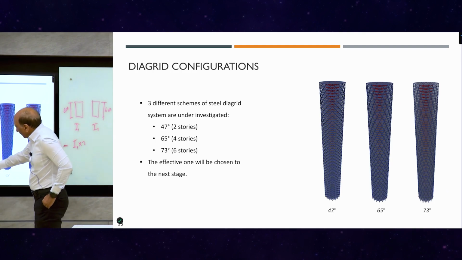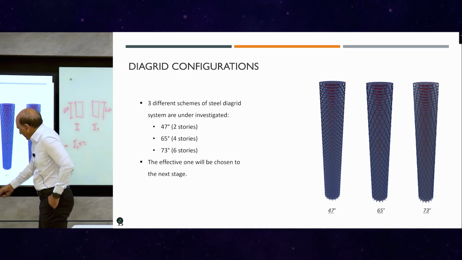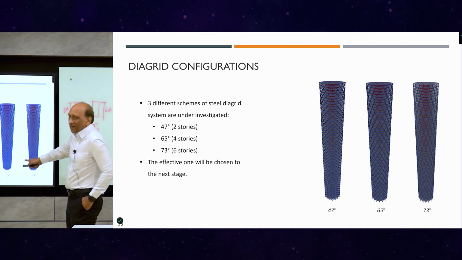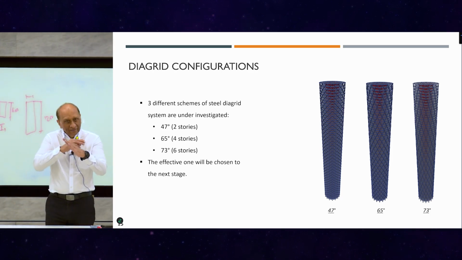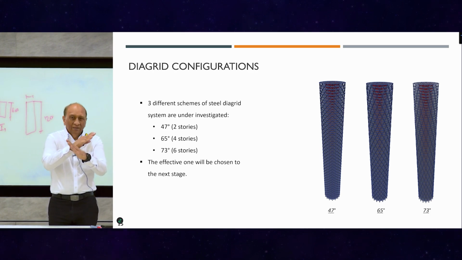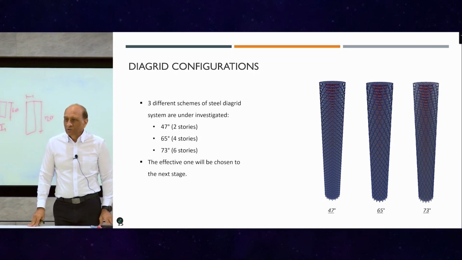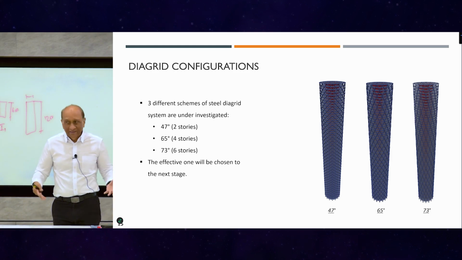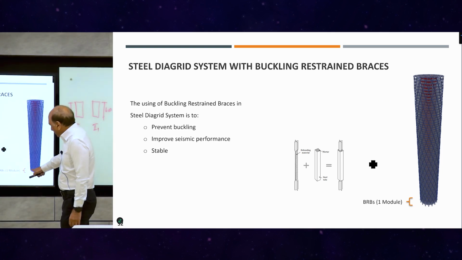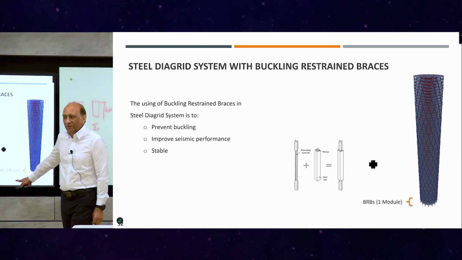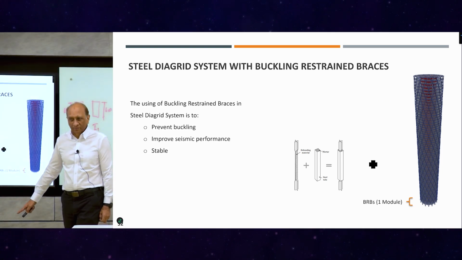So trying different angles, 47 degrees, 65 degrees, 73 degrees. Once again, once you do the research, you can do many things. Whether the Diagrid should be like this or like this or like this, which is most efficient, most economical, right? So you try different angles and then you study them and you find out, okay, which one will work. So we found that in Philippines, it didn't work. In Bangkok, it worked beautifully.